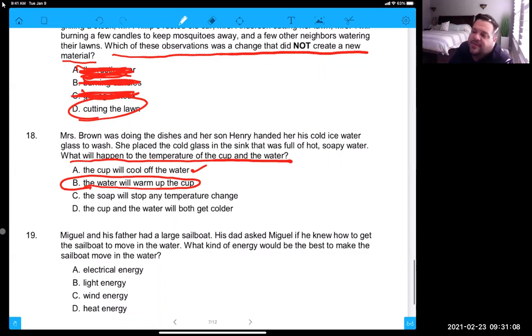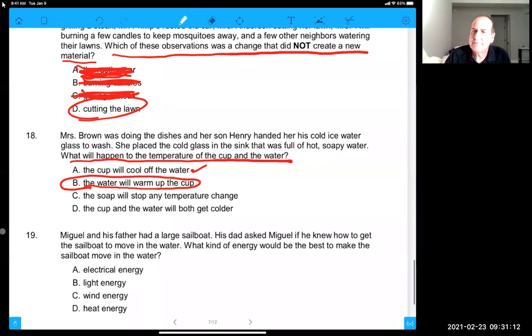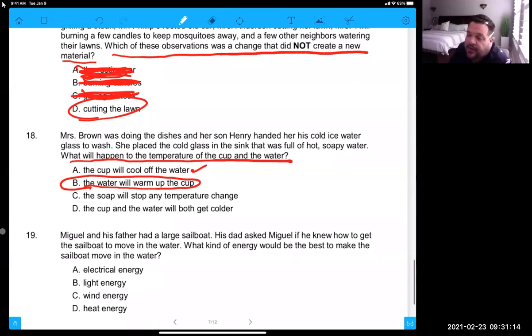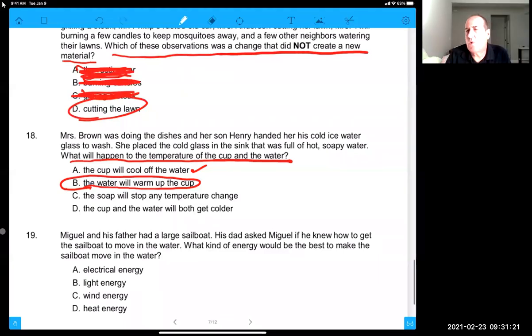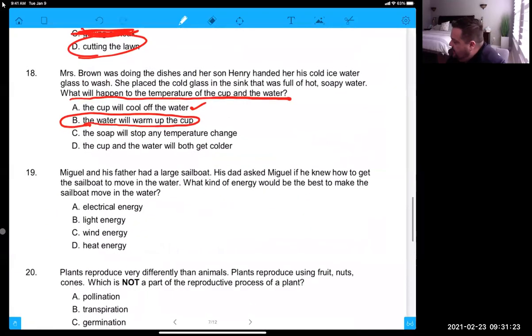In science, Mr. Spina, you have to think of the most logical thing, right? That is true. Because you could make an argument that a cold cup in a little bit of water, maybe it would switch the other way. But think about it. That's not usually how it goes, right? You're washing a sink full of water. There you go. All right, pause the video and do number 19.